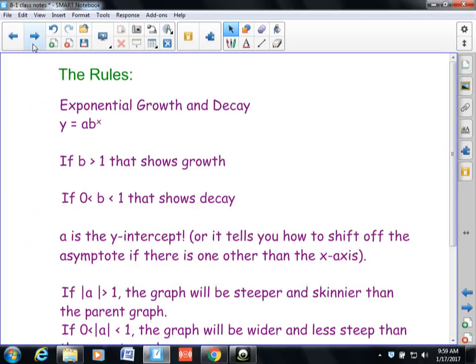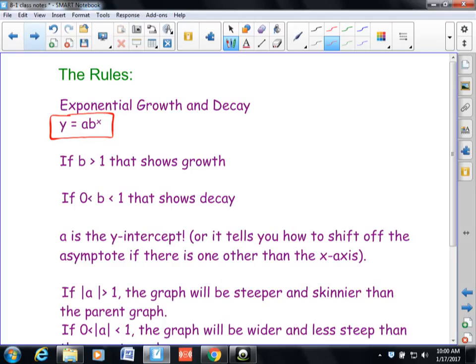Okay, so moving on. We're going to talk about the rules. The basic parent graph is this right here, y equals ab to the x. Now, what we're looking at is a is a variable, b is a variable, and x is a variable. If b is greater than 1, it's going to show growth. If b falls between 0 and 1, so in other words, if it's a fraction like a half, or 1/4, or 3/8, then it's going to show decay.